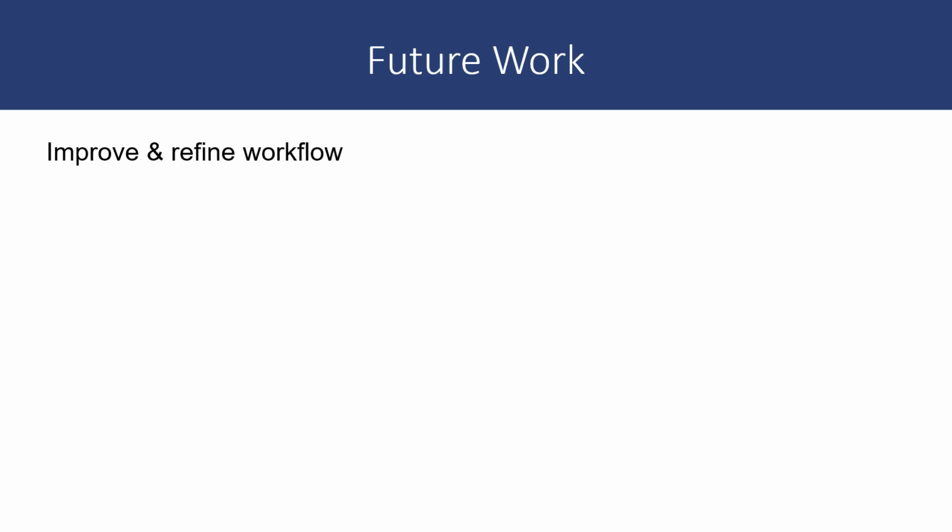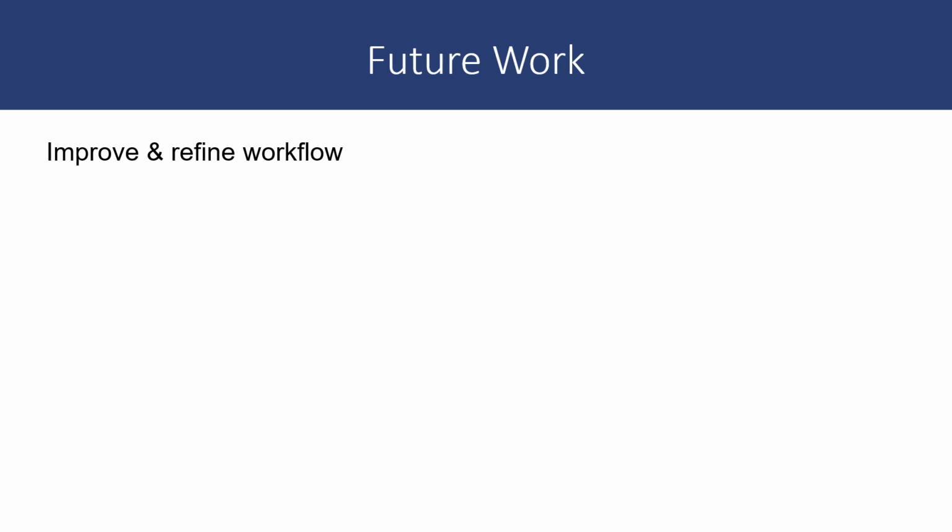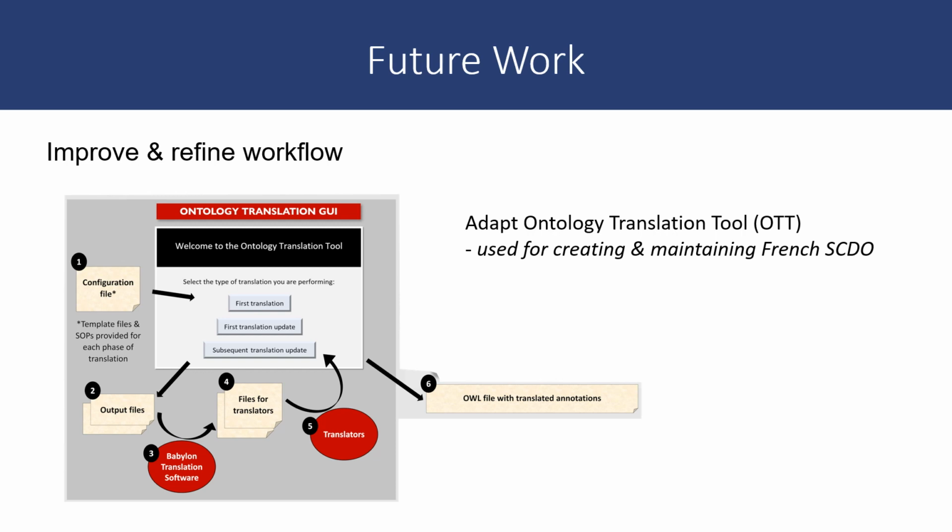Regardless, we have a lot of work to do in further developing and refining the layperson ontology workflow. Firstly, adapting the workflow for producing layperson versions of other languages, depending on how we decide to go about producing those. This could involve providing technical and layperson annotations to the translators, possibly also auto-translations of English layperson annotations. Another aspect of this is to adapt the ontology translation tool GUI used for the French translation to create a GUI for creating and maintaining layperson ontologies.